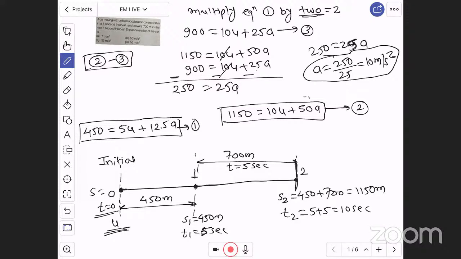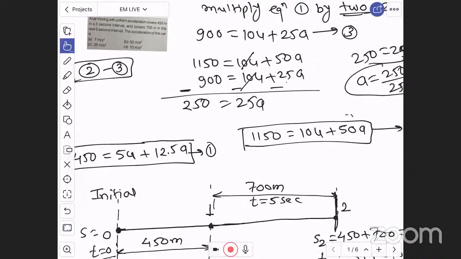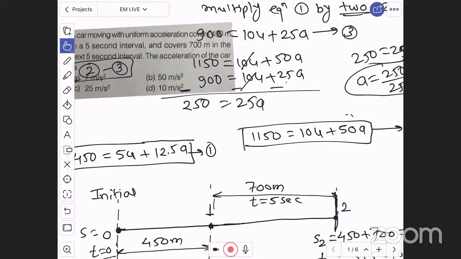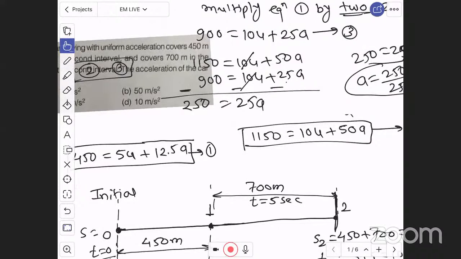Acceleration will be 10 meter per second square. Therefore, can you say option D is the correct choice? See, option D is given as 10 meter per second square. Therefore, option D is the correct choice.